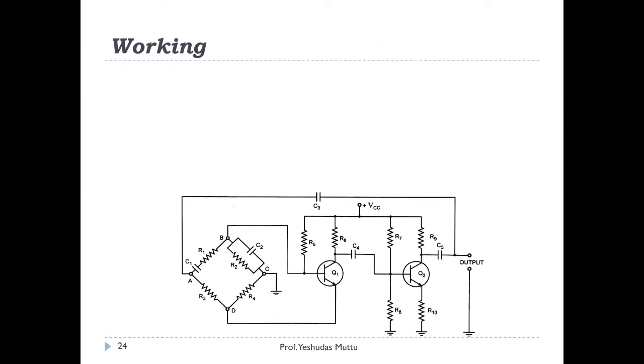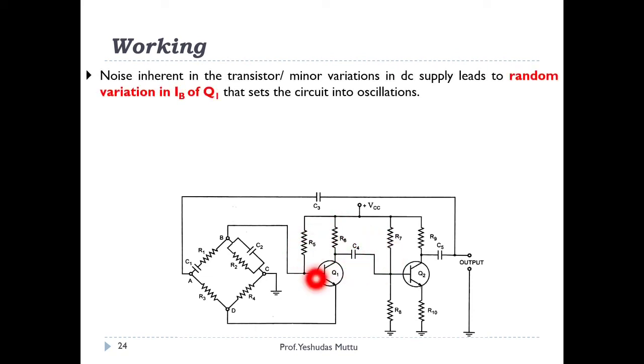Now let's have a look at the working of this particular circuit. Same way as we started with the RC phase shift oscillator, if fluctuations in VCC are there or there is noise being produced in Q1, it results in random fluctuation in the current IB given to Q1, which will amplify and provide 180 degree phase shift and provide it to Q2, which will further amplify it and provide another 180 degree phase shift, which is fed back between points A and C.